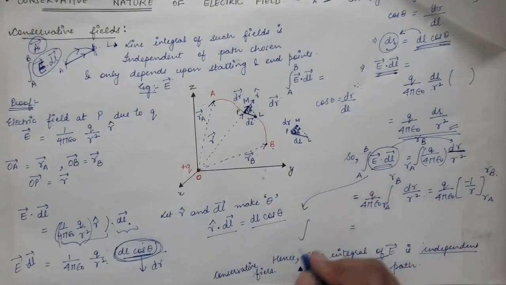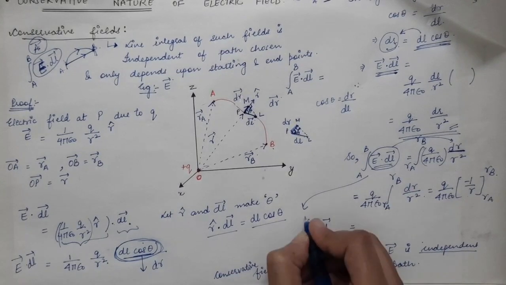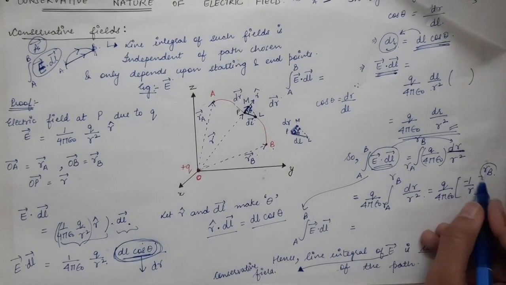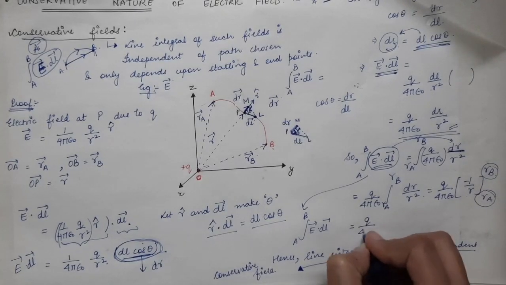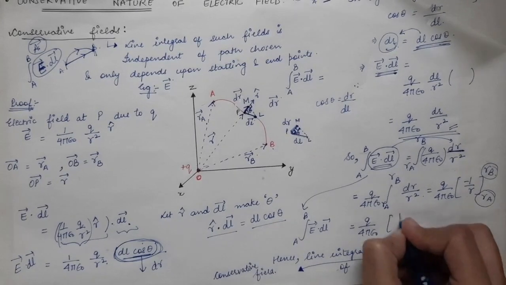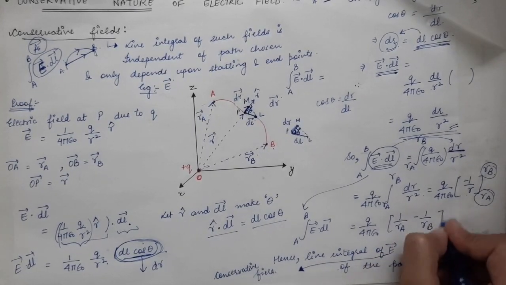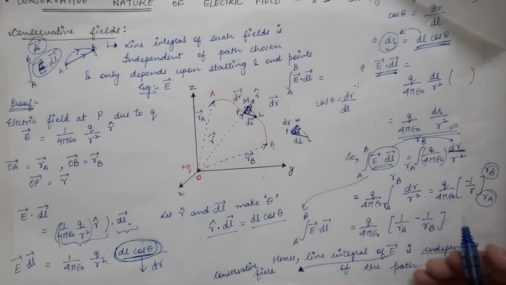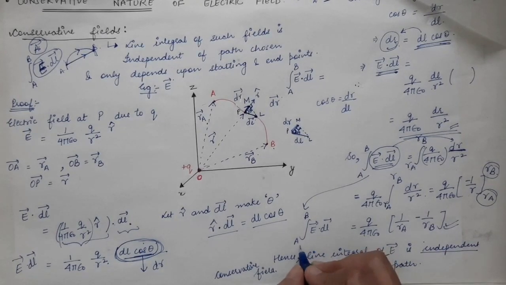The left hand side will remain as it is. So the line integration of E dot dl from A to B point will come out to be equal to, when you put the upper limit as well as the lower limit, Q divided by 4 pi epsilon naught times 1 divided by RA minus 1 divided by RB. You can put the upper limit first and then the lower limit, so you will get this particular result.